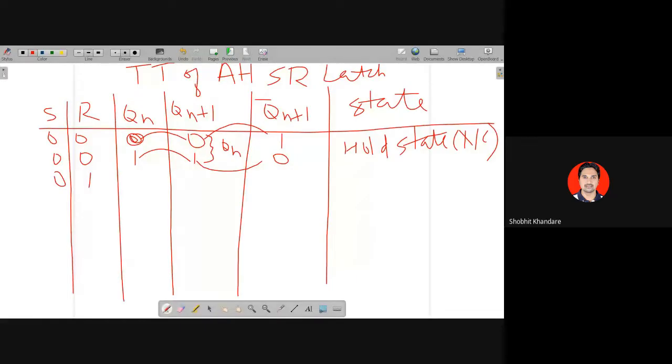Before you tell me the output, if your present output is 0, then tell me, if S is equal to 0 and R is equal to 1, what should be the next output?